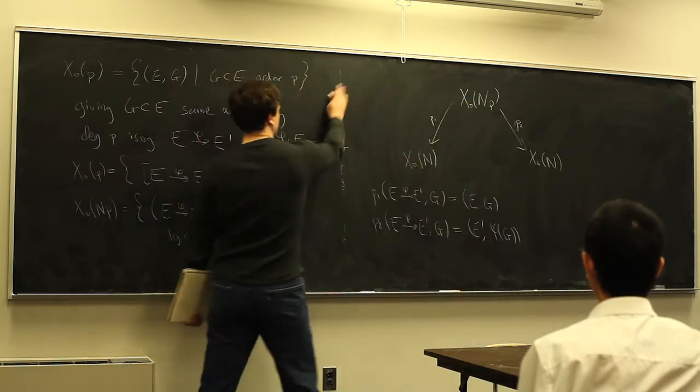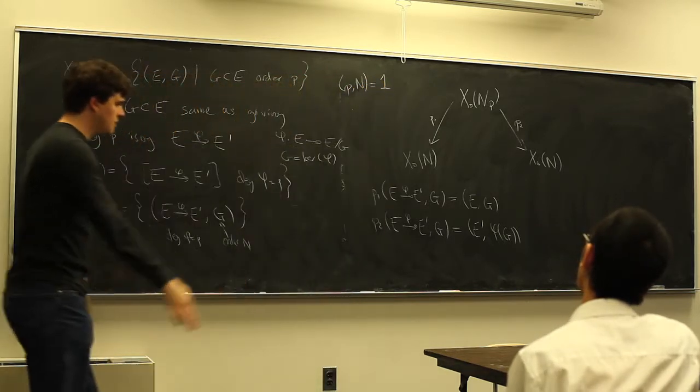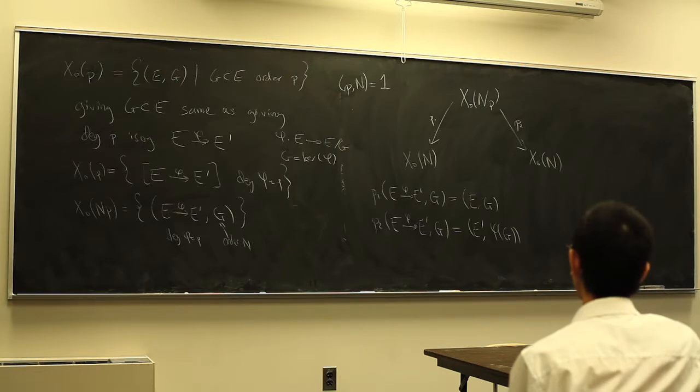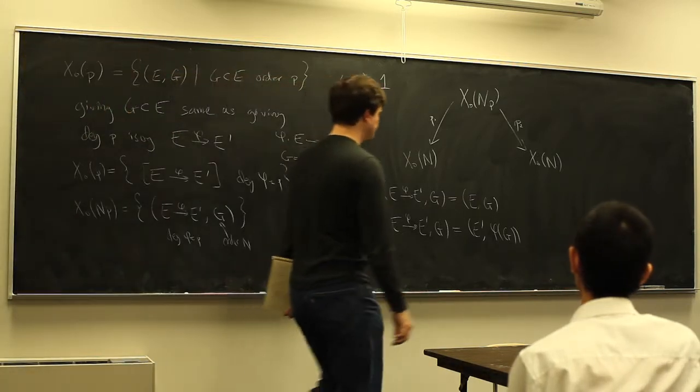And note here, I should have said this clearly, p and n are coprime. So this phi is a degree p isogeny. It induces an isomorphism on n-torsion. So the image phi of G is still a cyclic group of order n. So that defines these maps like this.